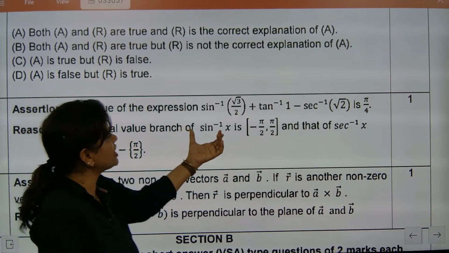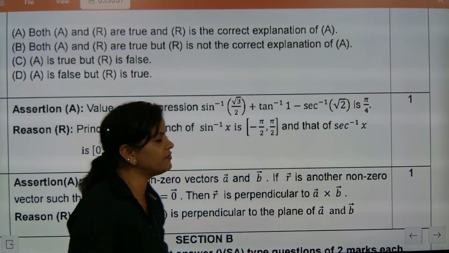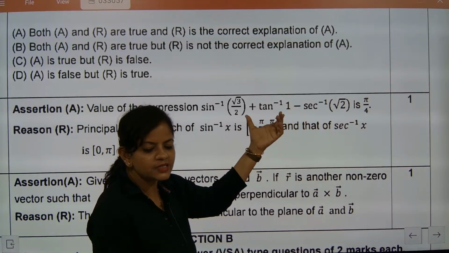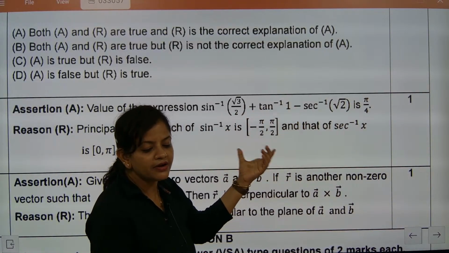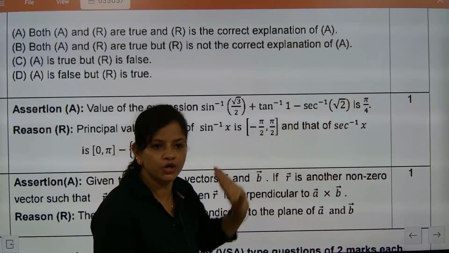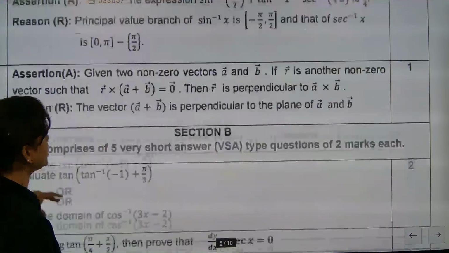Because they explained sine inverse and secant inverse, but they did not explain tan inverse. Since they did not explain tan inverse, that means 100% it is going to be only B, not A, if the assertion is true. Understood?